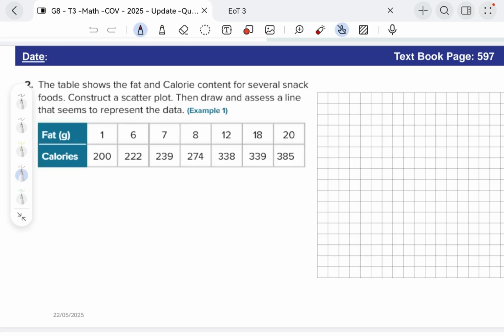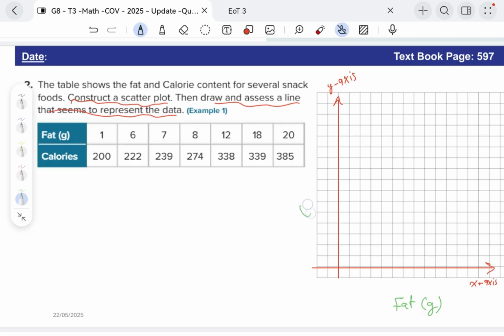For this question they asked me to construct a scatter plot, and then we're gonna draw the line of best fit to represent this data. Let's start drawing the coordinate plane. This is the x-axis, and here we're gonna have the y-axis. Now we're gonna label them. For the x-axis we're gonna choose fat to be represented using the x-axis, and we're gonna choose the y-axis to represent the calories.